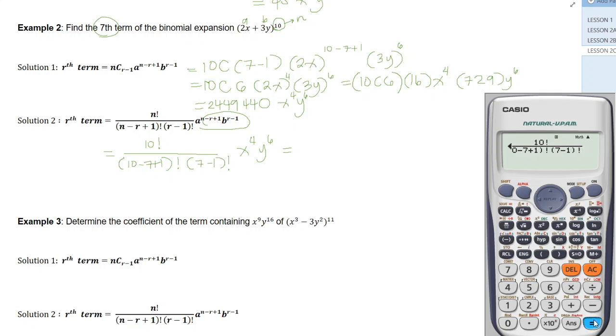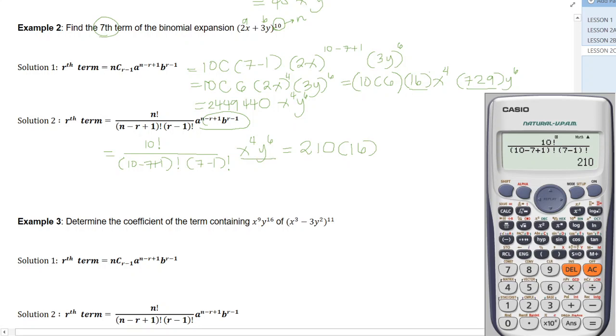Factorial. That is equal to 210. But that is also equal to 210, so this is not advisable for the second solution for example number 2. For this one, we forgot to get the expansion, so we just multiply it here. That is supposed to be multiplied by 16, so this one is incomplete, so we have to add 16 and 729.